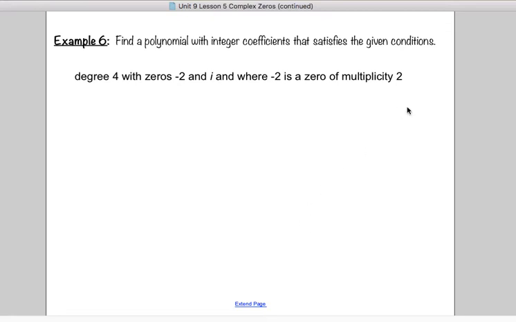So if I have a multiplicity of 2, and then I have this one, I'm only at a degree of 3. But by my conjugate theorem, I know that if x equals positive i, it also equals negative i, with the imaginary pieces. That is always true. So we want to find the polynomial with integers, so this means whole numbers, no fractions, that satisfy the condition.